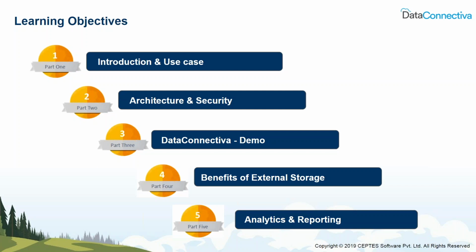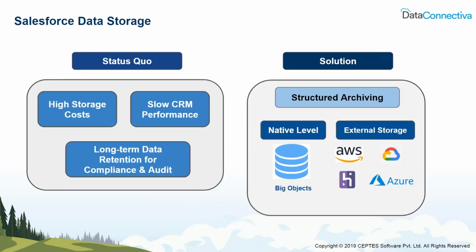And guess what? We have come up with some wonderful archiving solutions, that is Data Archiver and Data Connectiva. Data Archiver, which is a native solution, helps you to archive your unused data to Salesforce Big Object. And Data Connectiva, which is an extended solution to Data Archiver, helps you to move your unused data to any of the external storage, that is AWS, Heroku, Azure, and Google Cloud.